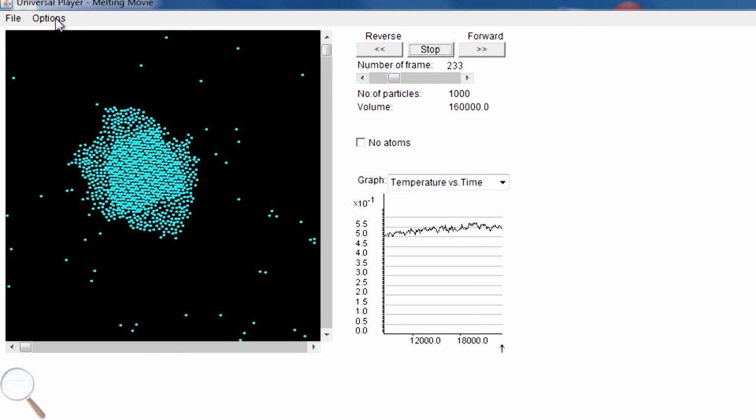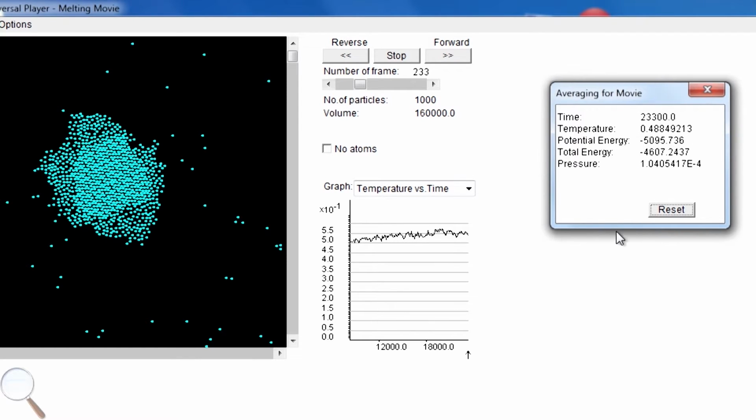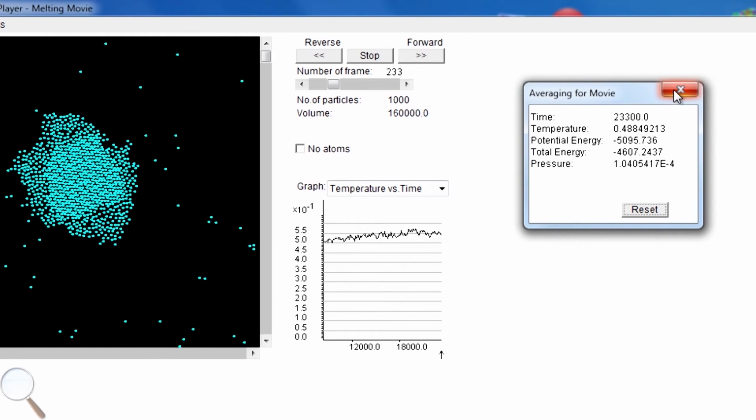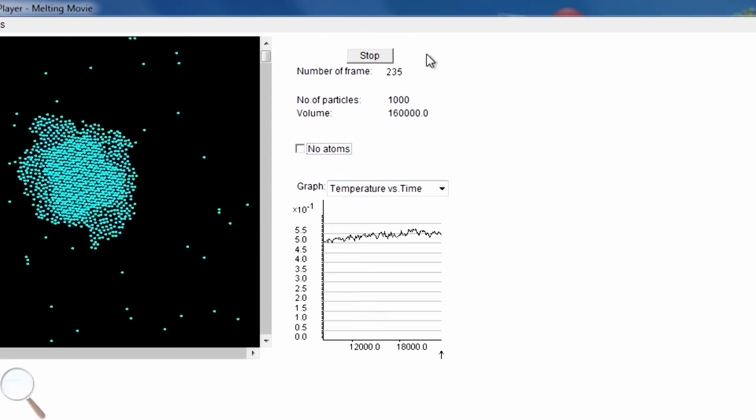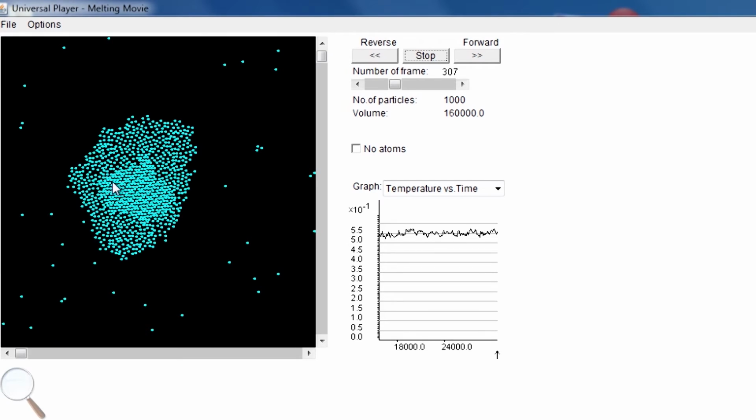Let us look at some properties one more time. Potential energy is minus 5095.738. Pressure has gone up to 1.04 e to the power minus 4. Temperature has also gone up from 0.1 to 0.4 in reduced temperature units. Now let us look at how it goes forward. More and more of the crystal is becoming liquid, and as it does, you will also see changes in the vapor part.